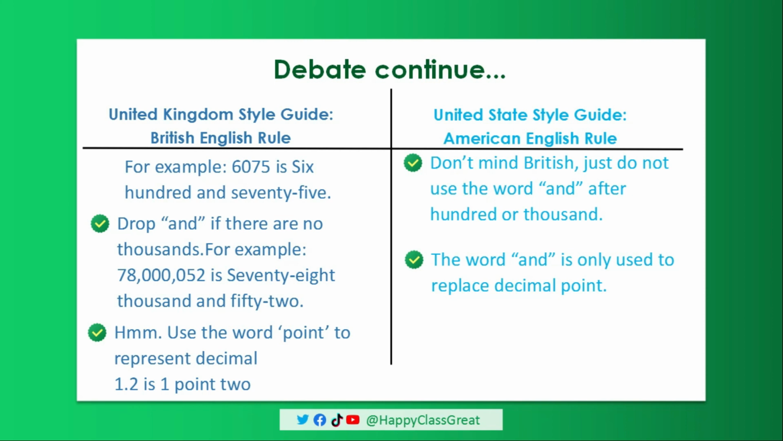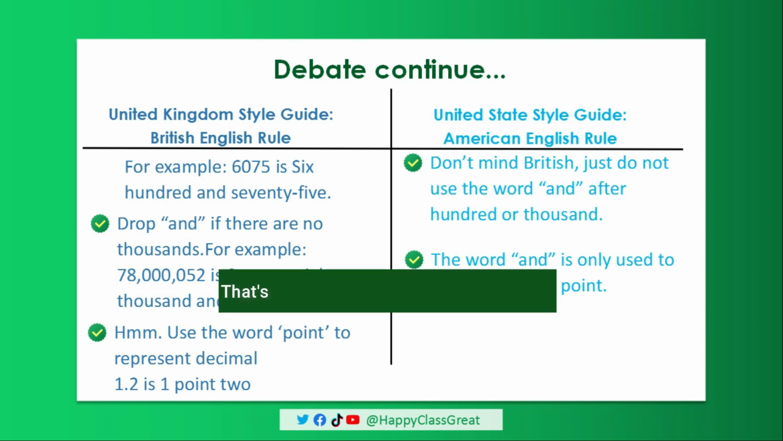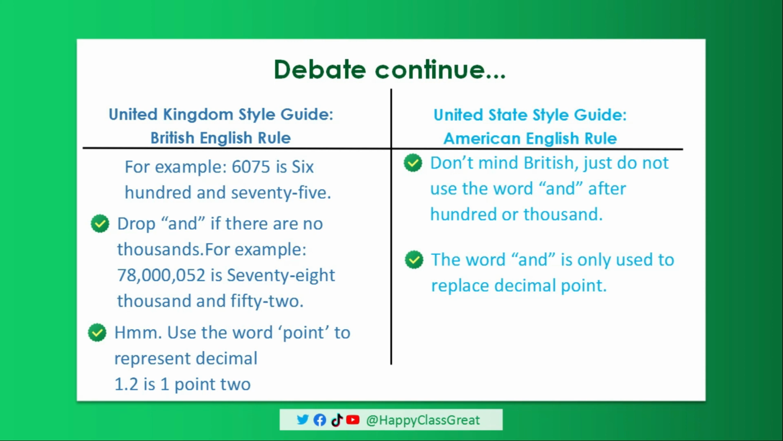For example, if you write 7800005 under the place value chart, you know the 000, the triple zero in the middle there, they are the thousand. You understand? So if you want to write, don't drop the "and". Don't mind British, just do not use "and" after thousands and hundred. And then use the word "point" to represent the decimal point. So in British English, we use "point" to represent the decimal point, like for example 1.2, but in American English, or the United States style guide, you use "and" for decimal points.